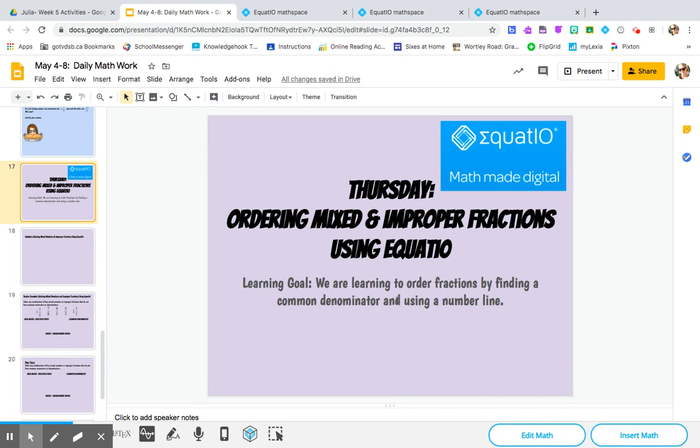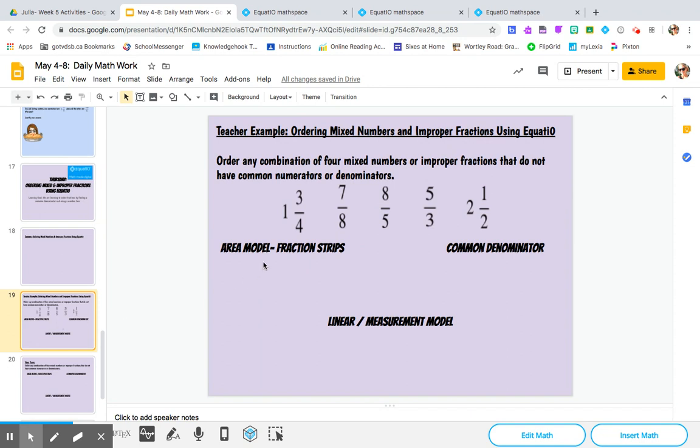So again today, similar to comparing, we are going to order fractions this time by finding a common denominator or by using a number line. And I am going to show you the area model as well to start. So on to the question we go.